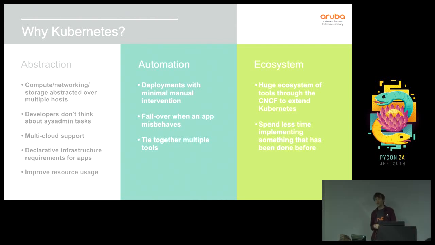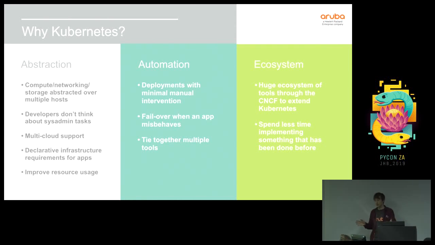There's also multi-cloud support, so all three of the big cloud vendors have a managed Kubernetes service you can use, so if you make your app work on Kubernetes, it's easier to port it between different cloud services. Also, because of these abstractions, you can define the infrastructure requirements for your application in terms of the Kubernetes constructs. So you can say, my app needs this compute, networking, storage.